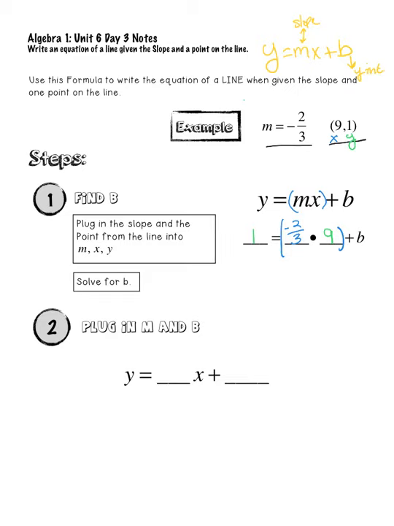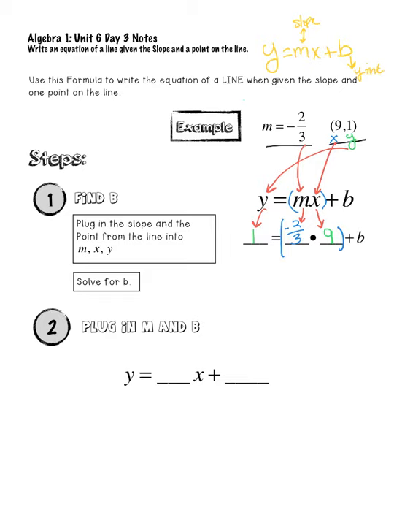So what we did, I'm going to draw arrows all over the place. We took the 2/3, which was the m, and put it here. We took the x and put it here. And we took the y and put it here. Arrows everywhere. So we took the information we knew and we substituted the variables with the information we knew. Now we're going to do math.